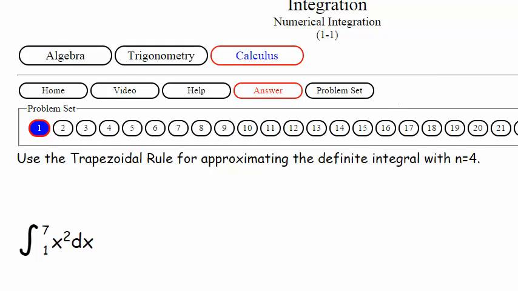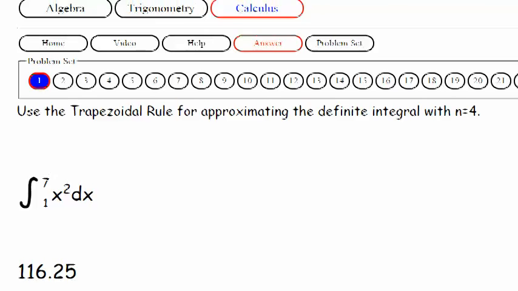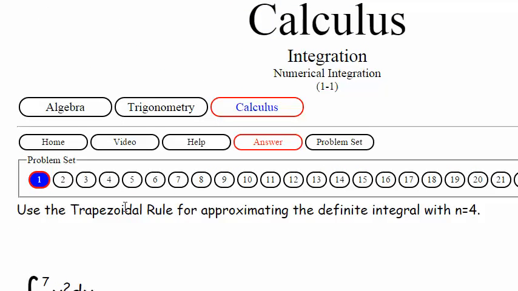Of course, I already checked that. Anyway, so we got 116.25 there for this. All right. So we spent 17 minutes on that, but hopefully you understood it. And of course, I didn't go through and work out every little detail. Hopefully you can do the basic math on that.